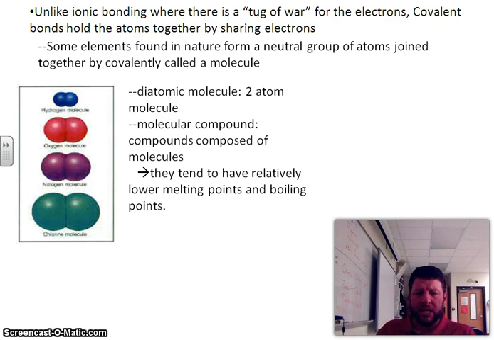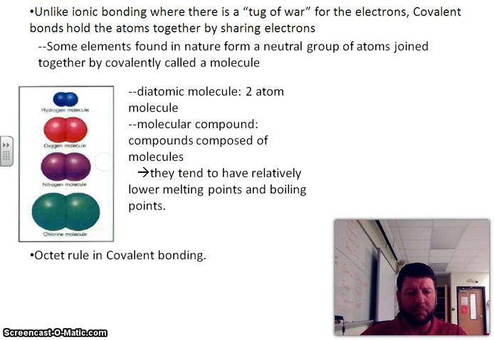All right. Molecular compounds are compounds composed of molecules. They will tend to have relatively lower melting points and boiling points. That is because the bond strength in a covalent bond is not as strong as an ionic bond.